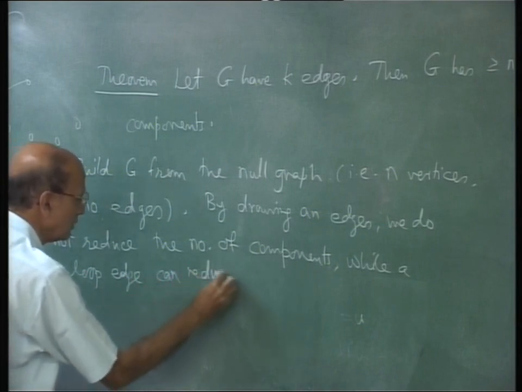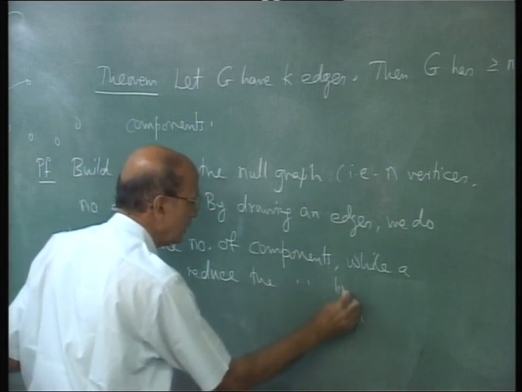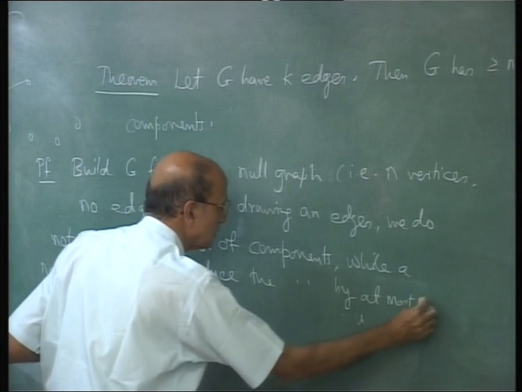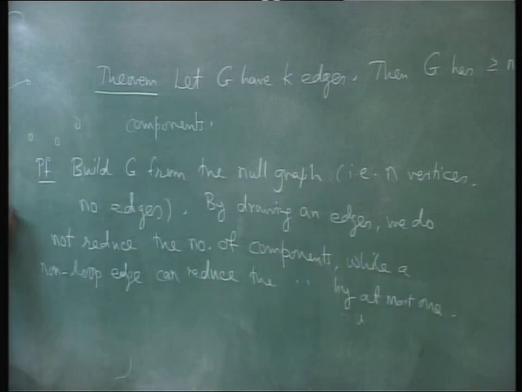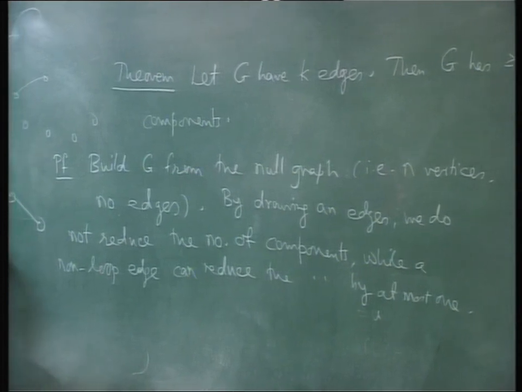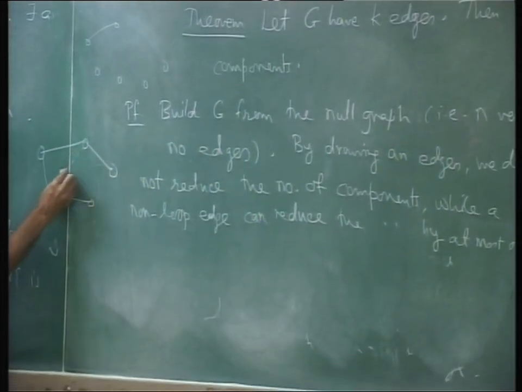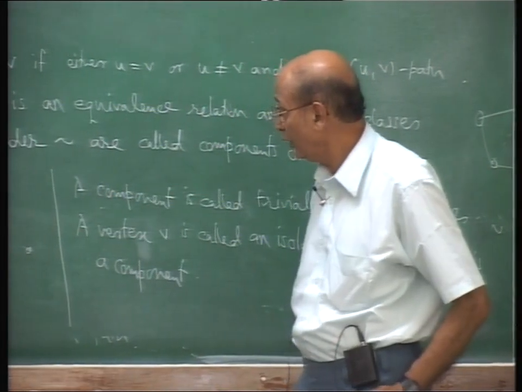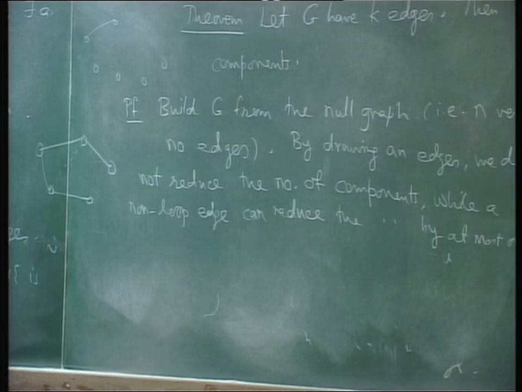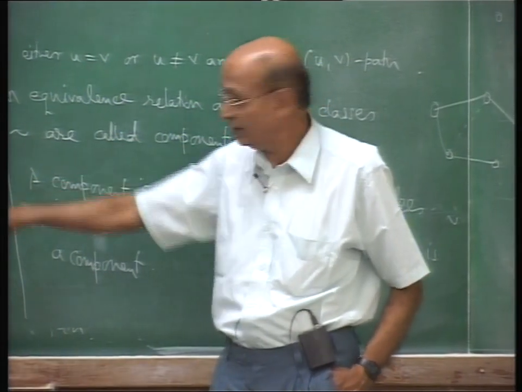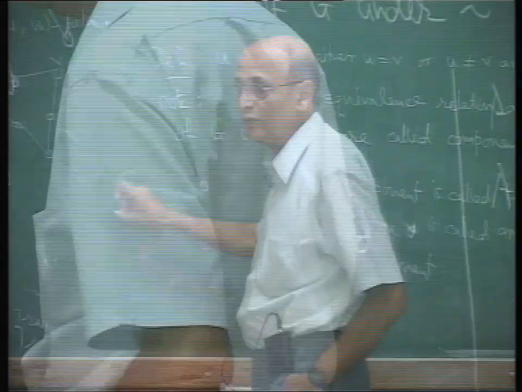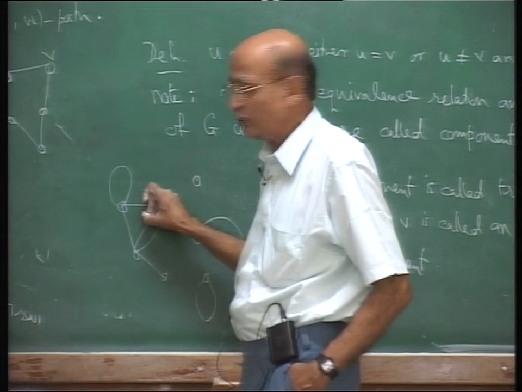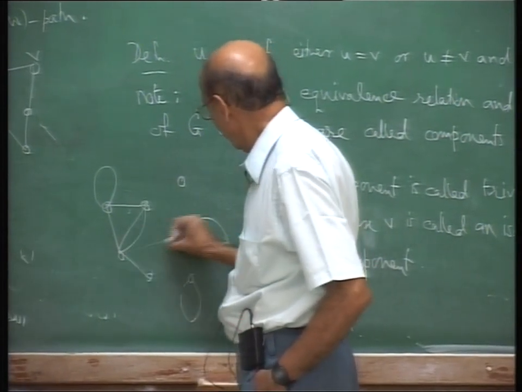Adding an edge can reduce the number of components by at most one. This idea would be required later. For example, if I add this edge, then this portion was already connected, so I am not really reducing the number of components. If I want to reduce the number of components, I must add an edge in such a way that it joins two different components. Is that clear? Adding something like an edge here is useless. It does not decrease the number of components. I must add an edge from here to here or something like that. Okay.